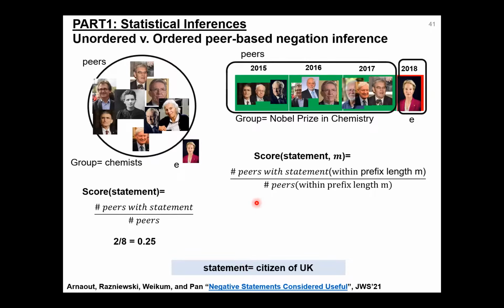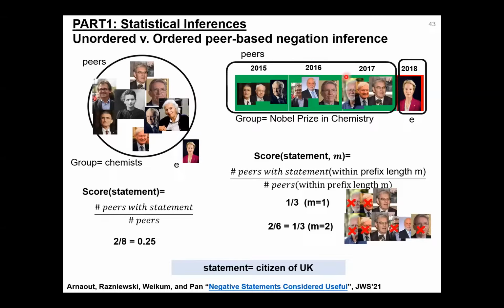Now with the new one, I need to go for every position. So I would go to 2017. I have 3 winners. So out of these 3 winners, how many of them are citizens of the UK? And it's only 1 person, so that's 1 out of 3. I would move to 2016. Now I'm reading these 2 years together. So at this position, how many winners of the Nobel Prize in Physics are citizens of the UK? That's 2/6 again, which is a third again.